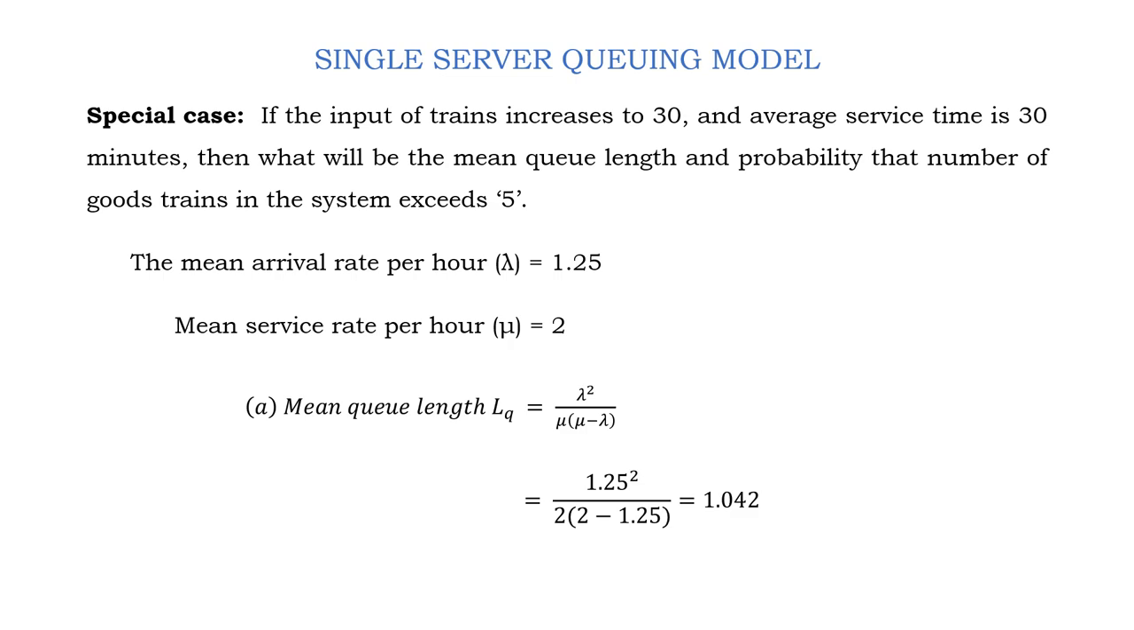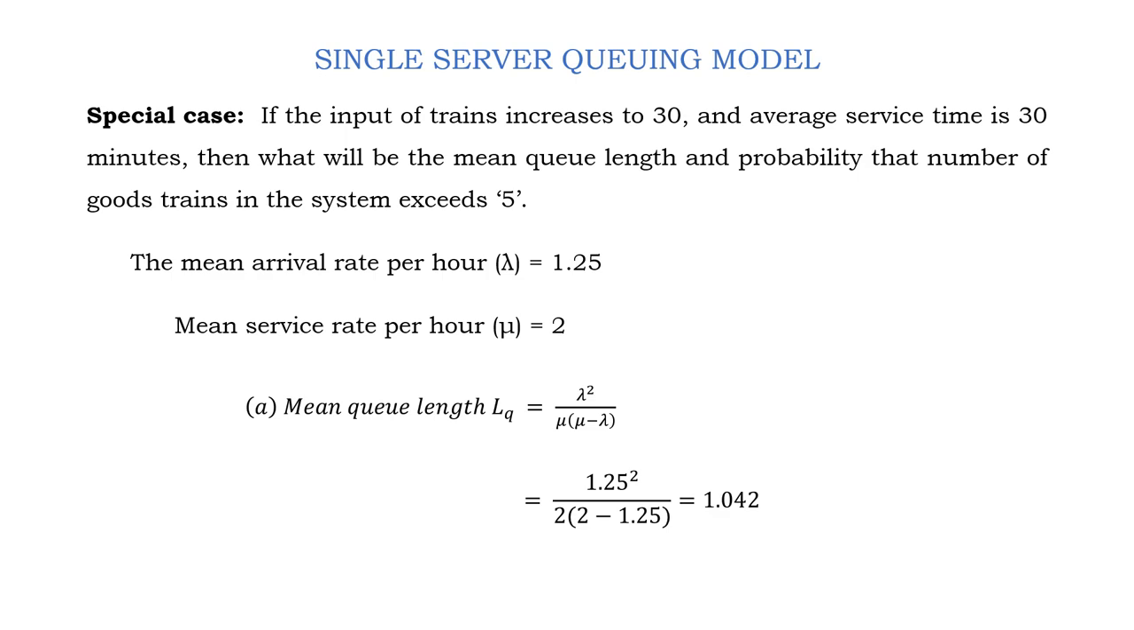Now let us extend: what happens if the number of trains increases to 30 instead of 24? Suppose the number of trains is increased to 30 and the average service time is 30 minutes. Earlier it was 40. So with these changes, what will be the mean queue length and what is the probability that the number of goods trains in the system exceeds 5?